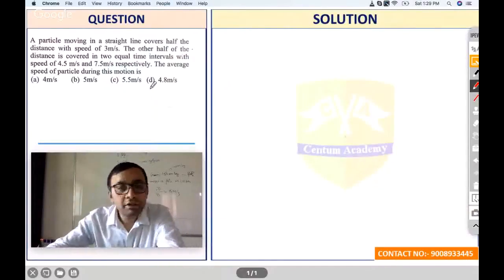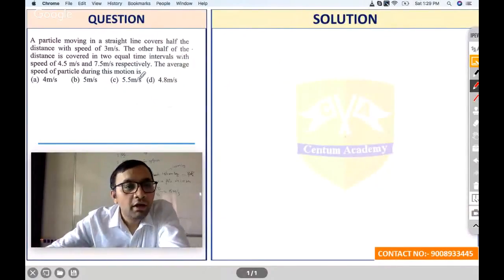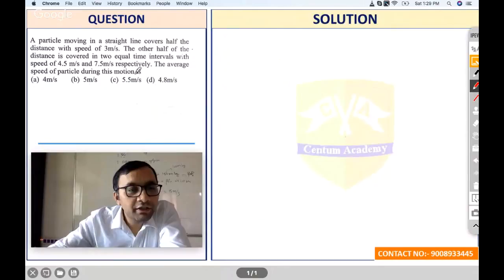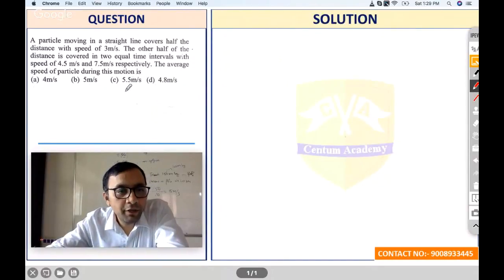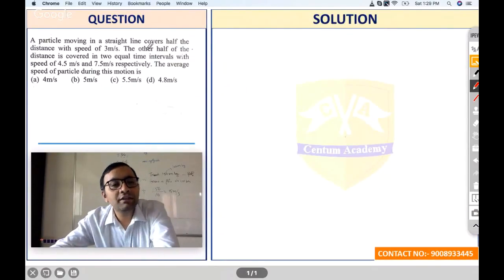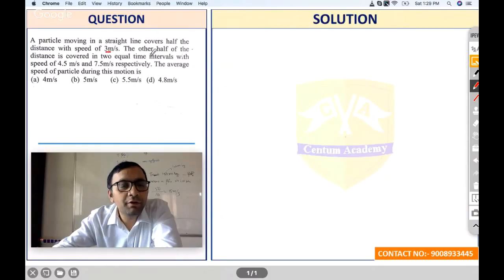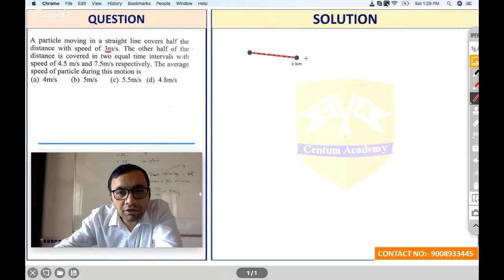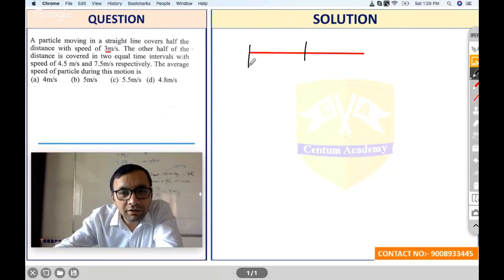Right, friends. So here is a question. This question actually tests you to find out the average speed properly. Let's see what this question is all about. A particle moving in a straight line covers half the distance with a speed of 3 meters per second. So let me draw a straight line first, and then it covers half the distance.